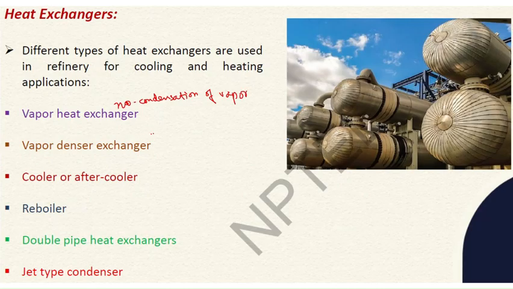Whereas in the vapor condenser exchanger, here condensation of the vapor takes place. Okay. The temperature goes a bit lower compared to the vapor heat exchanger. That's why the condensation takes place. Okay. Now the cooler or after cooler. After the condensation, this liquid is further cooled in the cooler or after cooler. Okay.